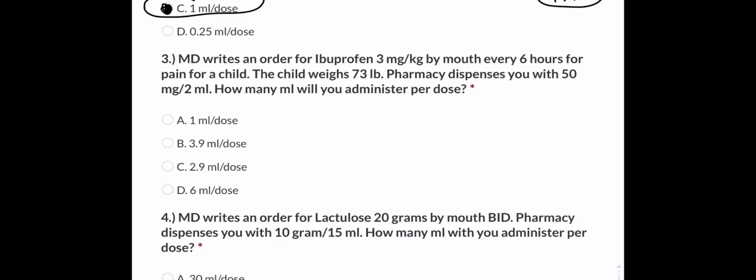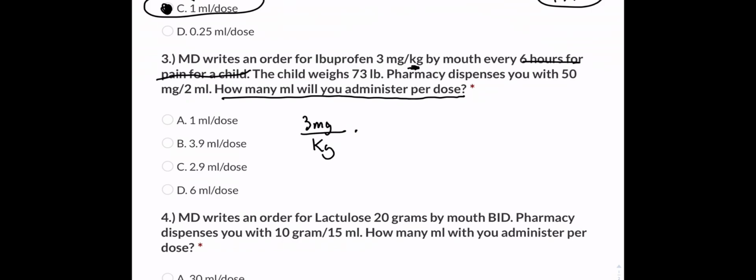So MD writes an order for 3 milligrams per kilogram. Because the order now has a second unit, kilogram, you're going to write that at the bottom. 3 milligrams per, and remember per means 1, per kilogram, given every 6 hours for pain. Look at our final answer. Does it say anything about our hours? No. So that's BS, take that out. The child weighs 73 kilograms.